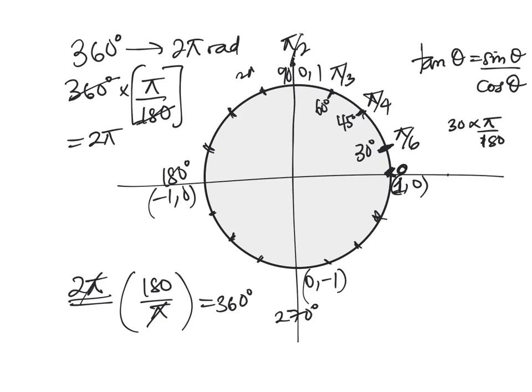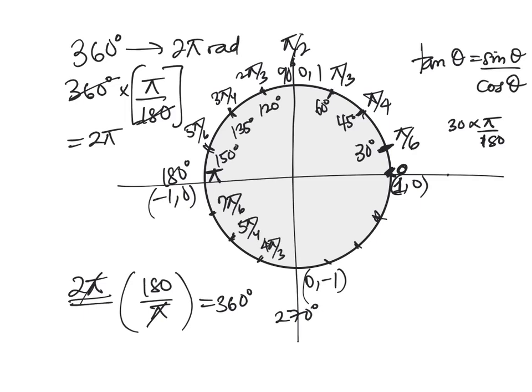Again, if you do the math, you'll get 2 pi over 3, which corresponds to 120 degrees. And then we have 135 degrees and 150 degrees. These correspond to 3 pi over 4 and 5 pi over 6. Those are the radian values. Over here, 180 degrees is pi. We continue on to 7 pi over 6, 5 pi over 4, and 4 pi over 3.